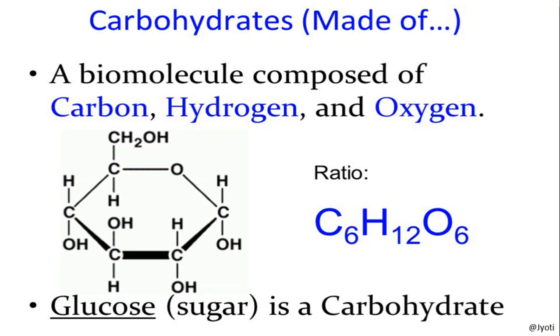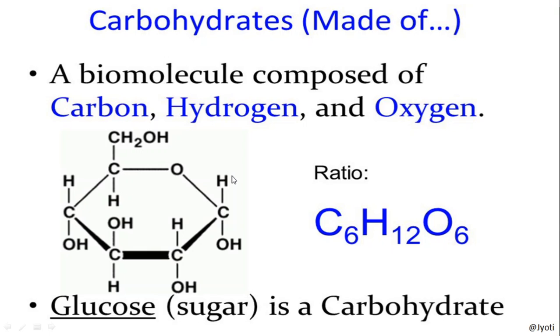Now I have told you that carbohydrate is made up of carbon, hydrogen and oxygen. And what is the proportion of carbon, hydrogen and oxygen present in a carbohydrate? So this is the ratio. Here I have taken glucose. Here you can see C6H12O6. So the carbon, hydrogen and oxygen are present in 1:2:1 ratio.